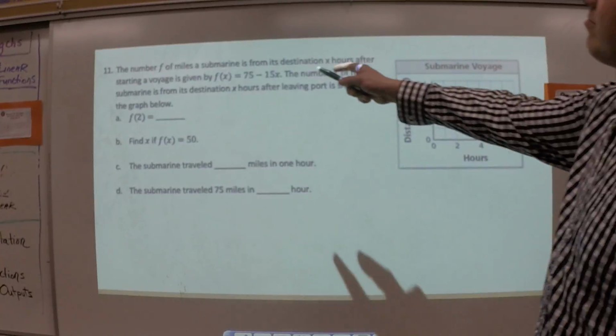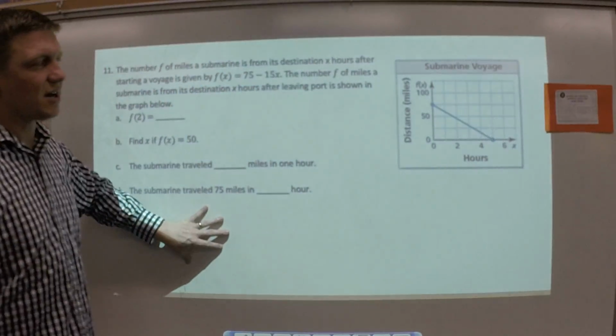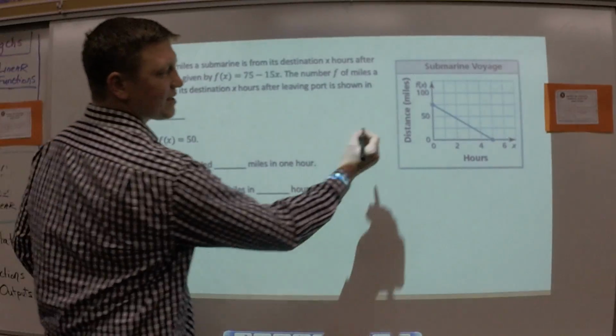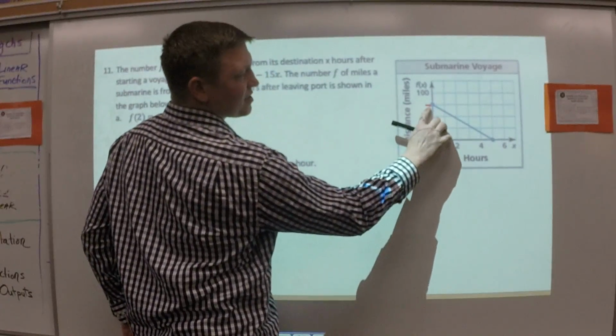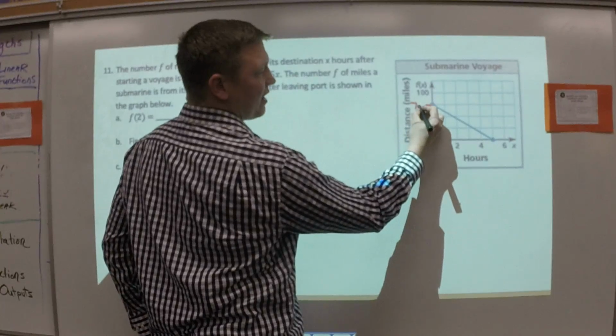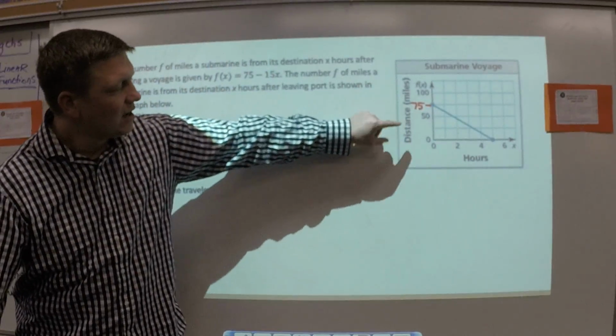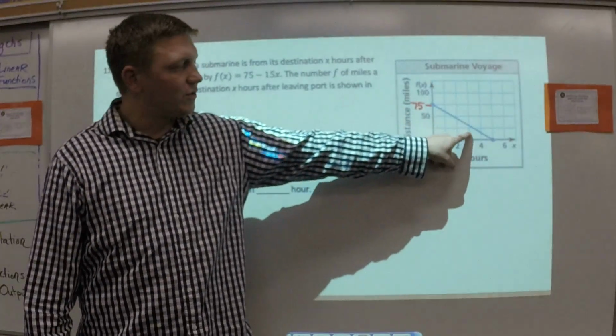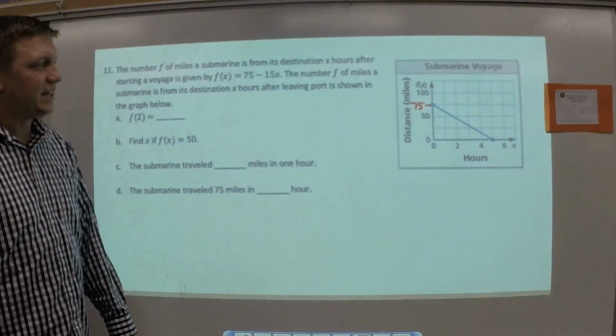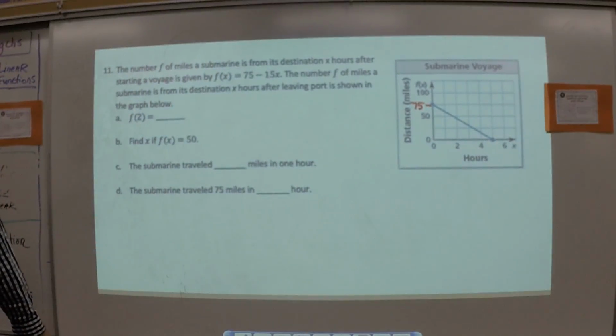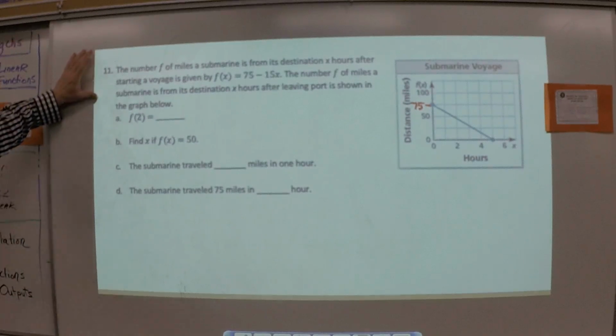All right, the number of miles. This is probably one of the tougher ones on the page. What's happening with the submarine? The submarine is starting at 75. All right, so that is referring to 75 what? Miles. And then it's going to decrease over time. It goes down. It decreases in miles. All right, and it's going to go below surface for about 75 miles below surface. And it's going to keep going, keep going, keep going.